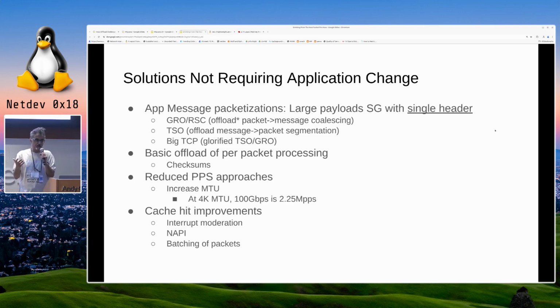And we reduce the PPS further by increasing the MTU. If we go from the traditional 1.5K to 4K, at the 4K example we have 2.25 million packets per second. If we use a jumbo frame, we can cut that down by half. And you can handle that in the host, right? The other techniques, like cache hit improvements, improve your cache hits. Interrupt moderation happens to be one, NAPI, and batching of packets in either the transmit or receive path. Okay.